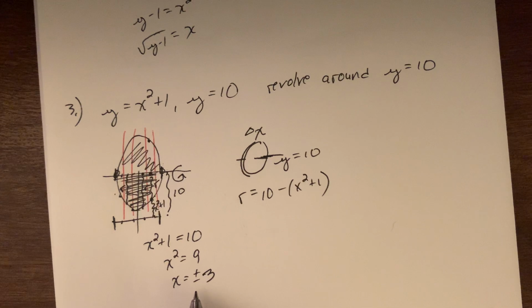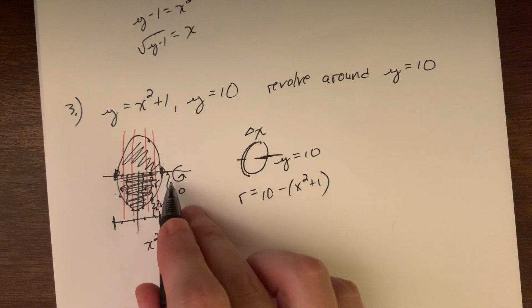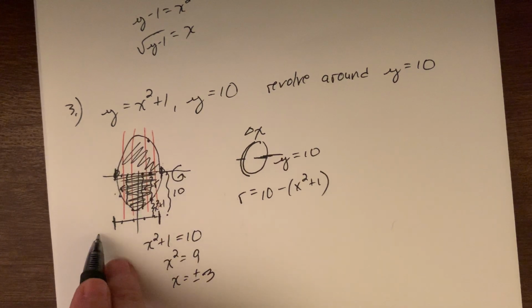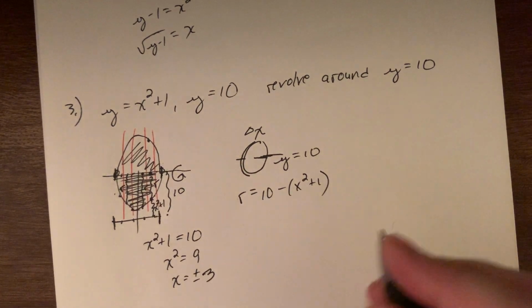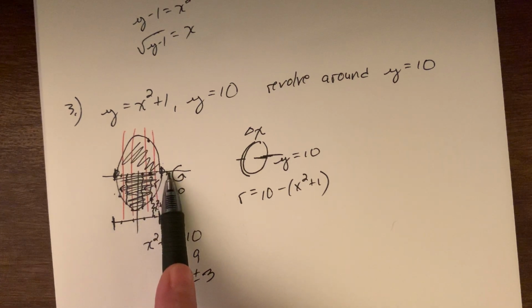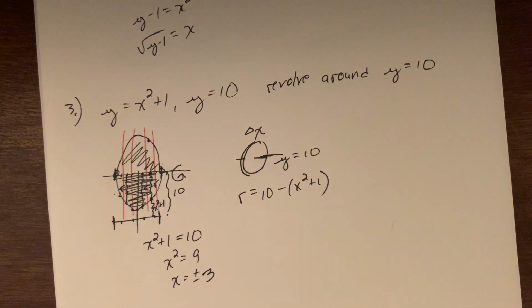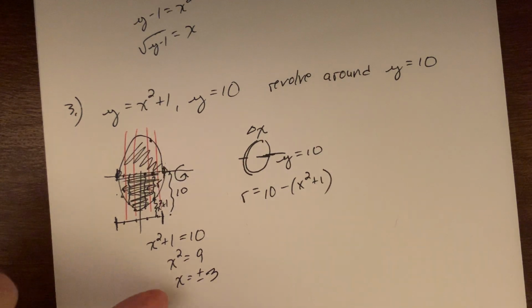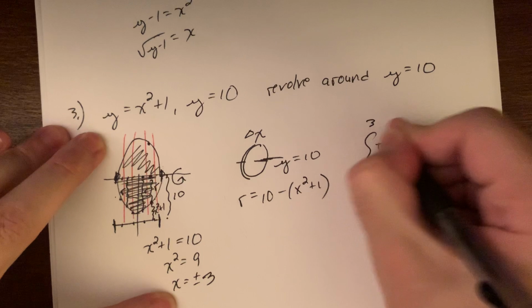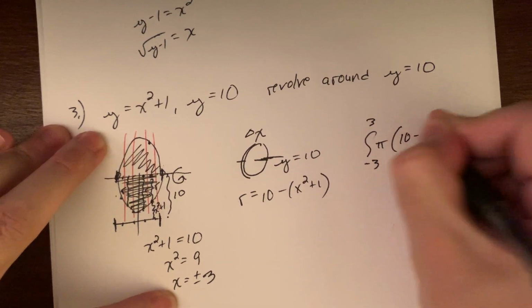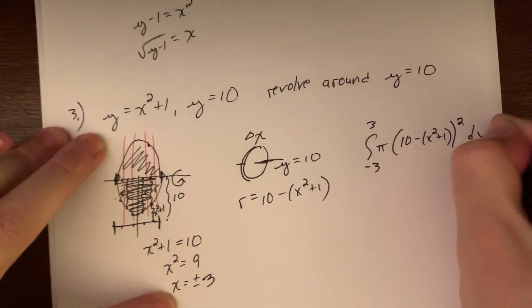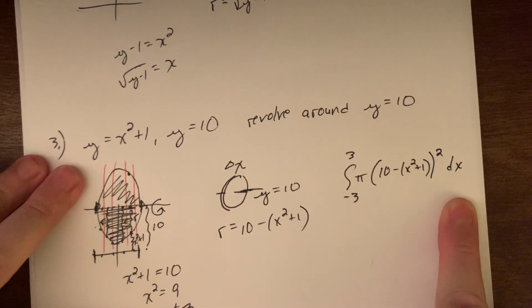And especially now we can look and realize, oh yeah, we did have symmetry. So it did definitely make sense if this is positive 3 over here, that it's negative 3 over here. I mean, there's other ways some people realize, well, if I go from 0 to 3 and double, I would get what would be over here. So there's a few little other ways, but I'm just going to take these bounds, negative 3 to 3, pi quantity 10 minus quantity x squared plus 1 squared dx.